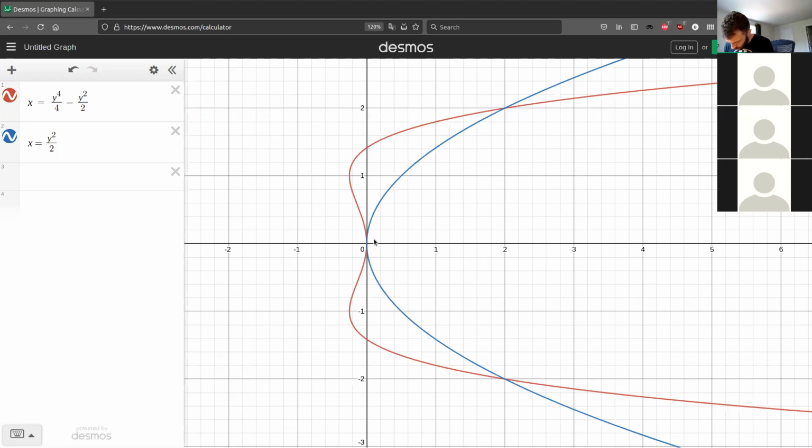Then it looks like the graphs intersect that too. And so plotting these, we have our parabola and our quadratic. I guess I should say the quartic.